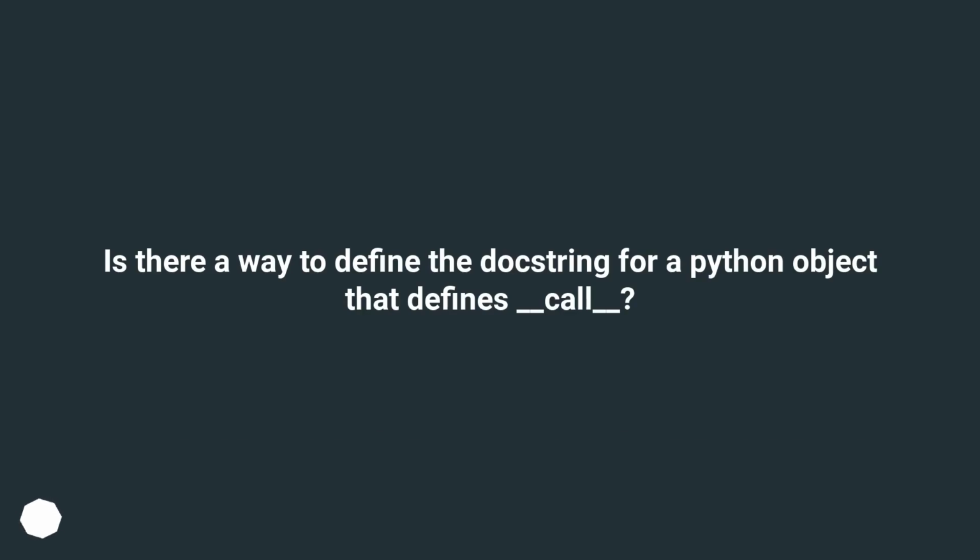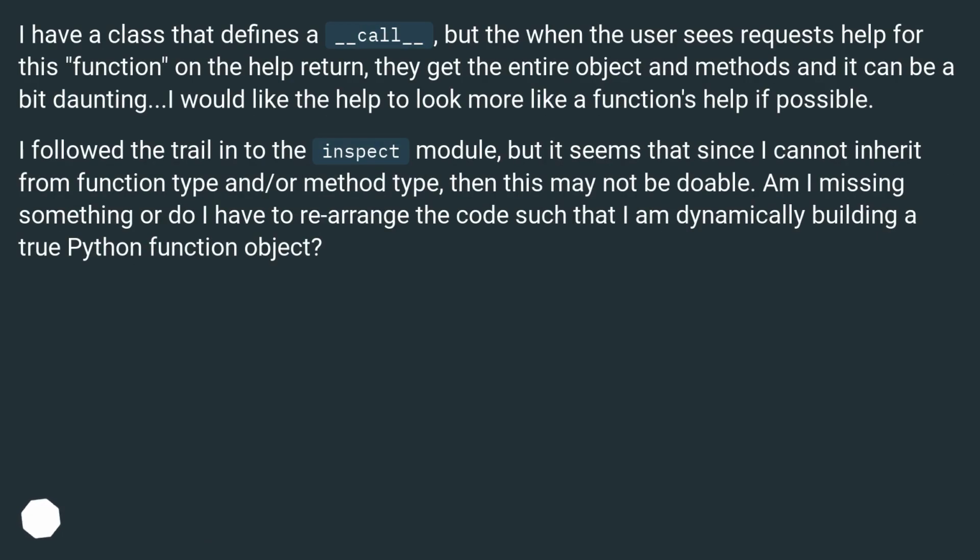Is there a way to define the docstring for a Python object that defines __call__? I have a class that defines a __call__, but when the user requests help for this function on the help return, they get the entire object and methods and it can be a bit daunting. I would like the help to look more like a function's help if possible.